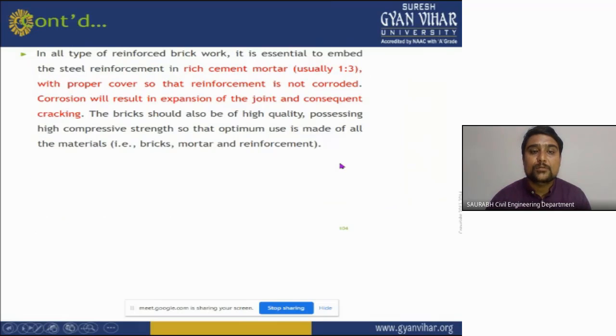In all types of reinforced brickwork, it is essential to embed the steel reinforcement in rich cement mortar. Usually, the mortar ratio is 1:3 with proper cover so that the reinforcement does not corrode. Corrosion will result in expansion of the joint. The bricks should also be of high quality, possessing high compressive strength, so that optimum use is made of all materials.